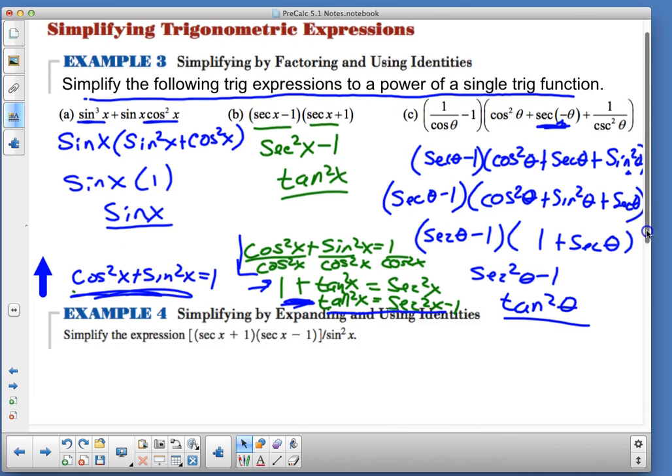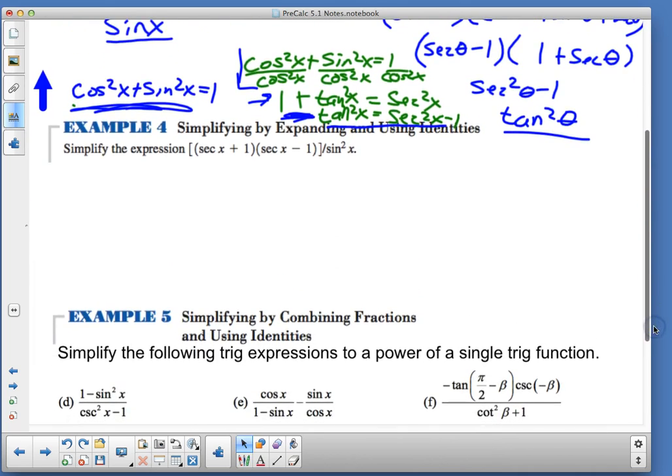We're doing example 4. Okay, as we get to example 4 here, I've got simplify by expanding the trig identities. Okay, so I'm going to simplify it. Well, I'm looking at secant x plus 1 and secant x minus 1, and I see that I can totally get it to tangent squared x. And again, I'm using this identity up here. That's what I'm focusing on.